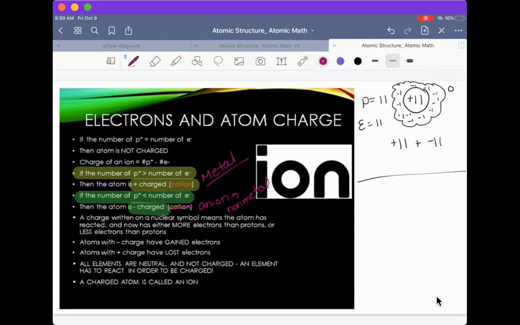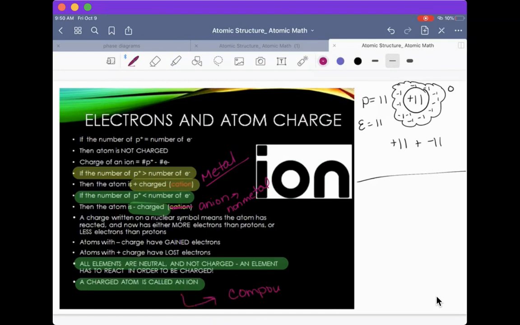So one thing I want you to remember here: all elements are neutral and not charged. If you're talking about an element, it is neutral and has not been charged, because we haven't reacted it. If you have a charged atom, it's called an ion. It's no longer just an element. It has been reacted and is part of a compound. So ions come about because we've chemically reacted them and bonded them to another atom. So they are found in compounds.